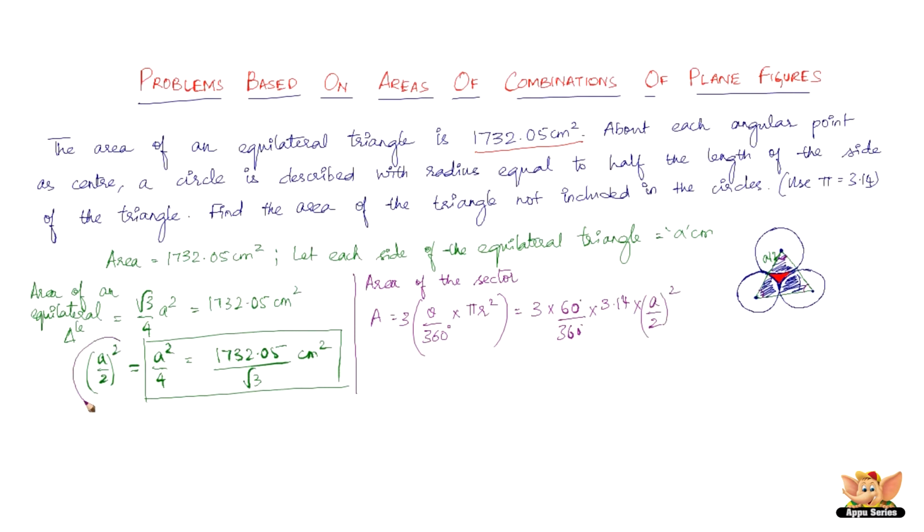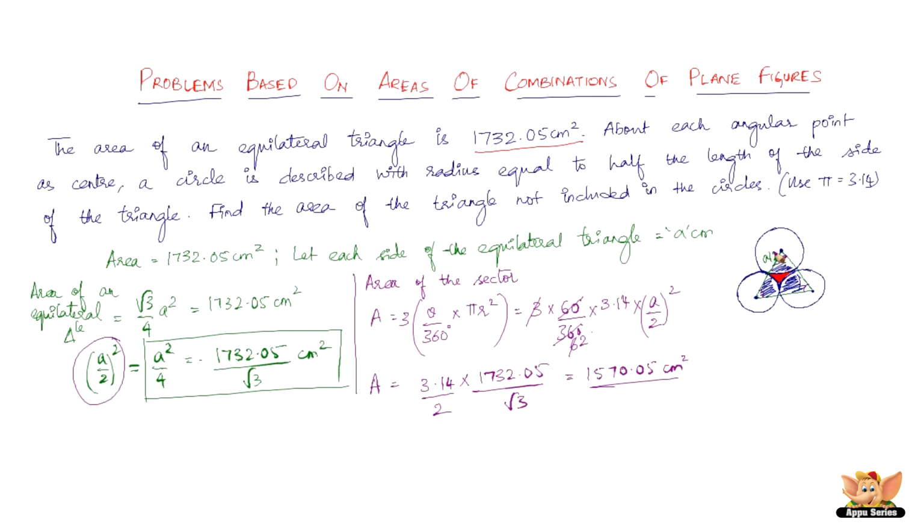So now if you see, a by 2 whole square is given as this value. So straight away we can substitute this in the place of a by 2 the whole square. That is why I kept it this way. So now we've got 60 goes 6 times in 360 and 3 goes 2 times in 6, and the left out is this one. So let us continue from there. A equals 3.14 times a by 2 the whole square, which is 1732.05 divided by root 3, and then we've got by 2 here. So that's all. Now solving this, we get 1570.05 centimeters square.